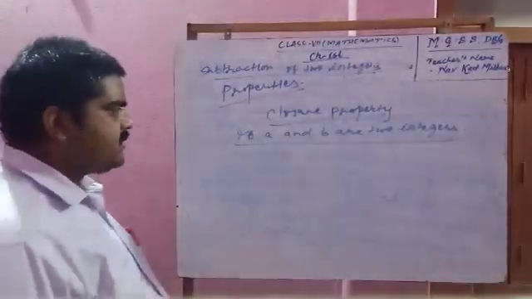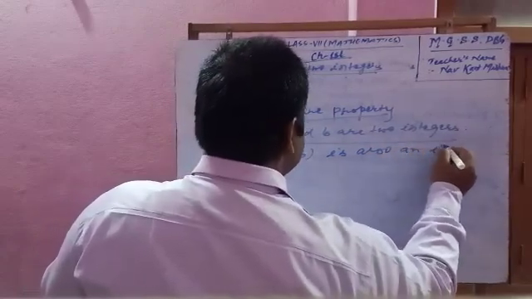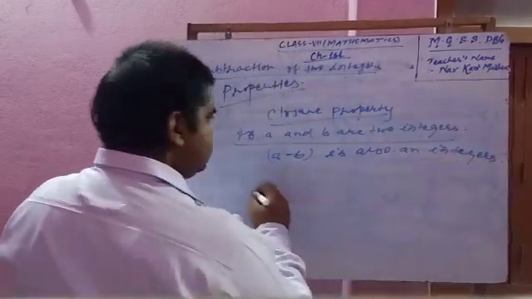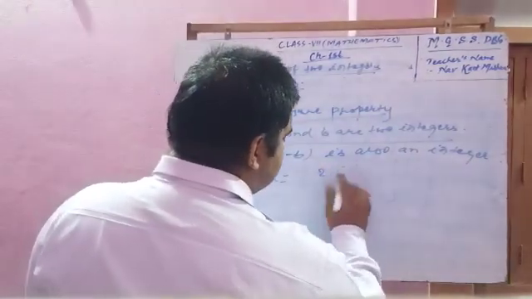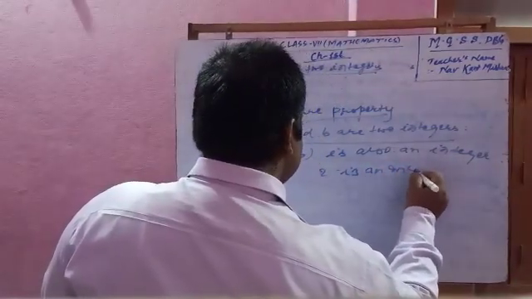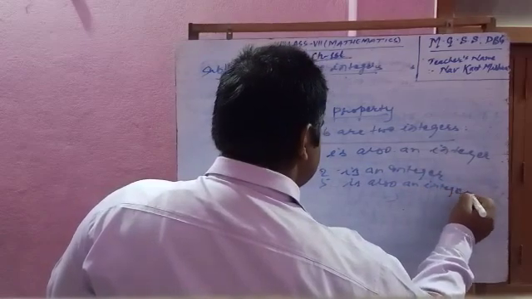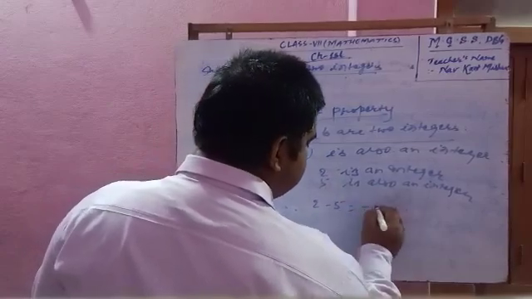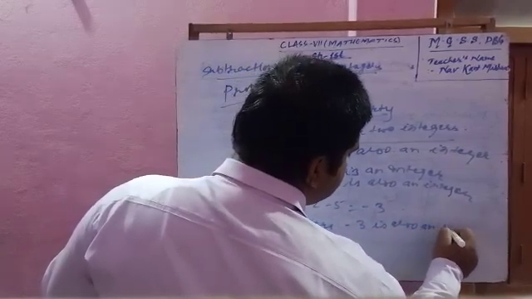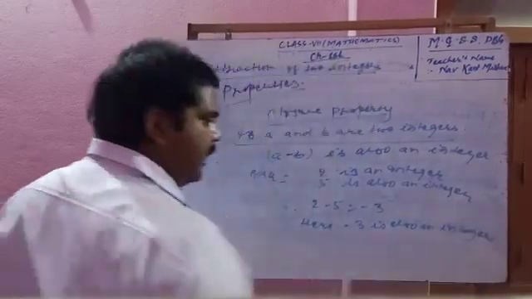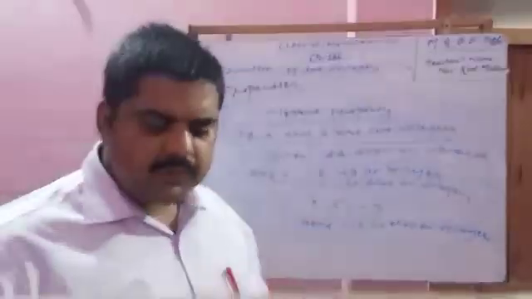Regarding properties, subtraction follows the closure property. If A and B are two integers, then A minus B is also an integer. So it is closed under subtraction. For example, 2 is an integer, 5 is also an integer, and therefore 2 minus 5 is minus 3. Here minus 3 is also an integer. Actually, I have just discussed the subtraction of integers, and by using these properties you are able to solve the questions related to them.